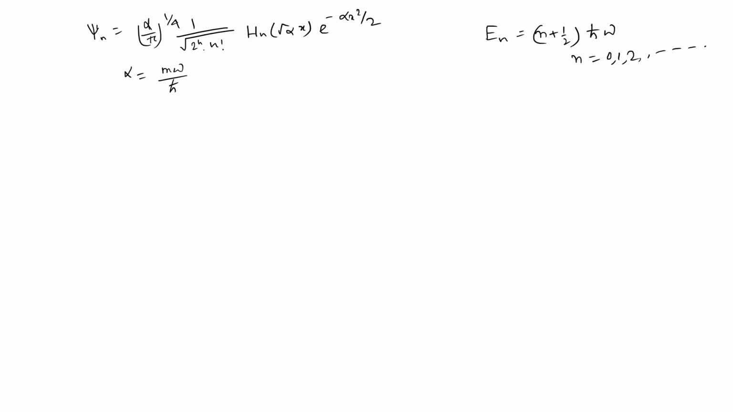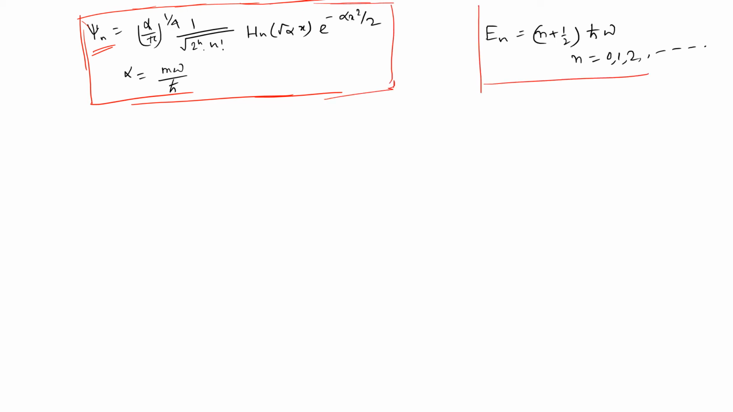So this is the wave function of the particle moving in harmonic oscillation, and this is the energy. So now we are interested to find some sketch of the wave function as well as the probability density.